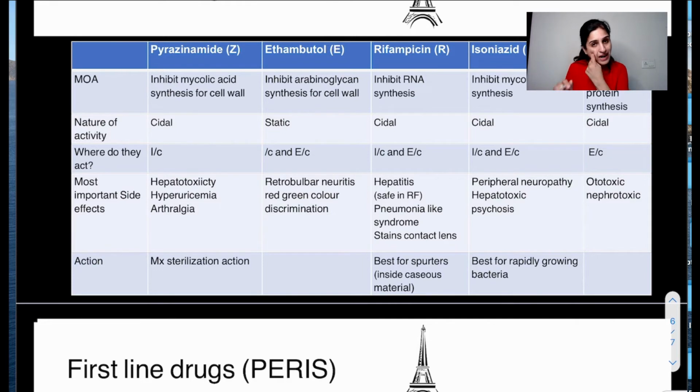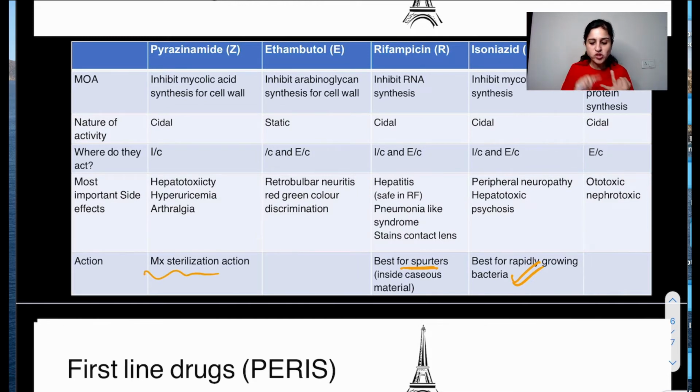So, जो rapidly growing bacteria पे, the drug which is good is your isoniazid. Works well with rapidly growing bacteria. Rifampicin is very good for spurters. It goes inside the caseous material and it is very good for spurters. And pyrazinamide has a very good sterilization action. ये तीन चीज़ें हमें पता.